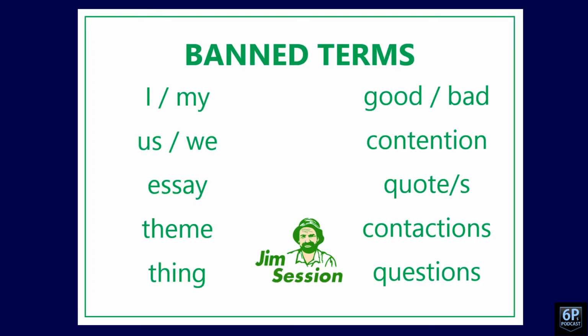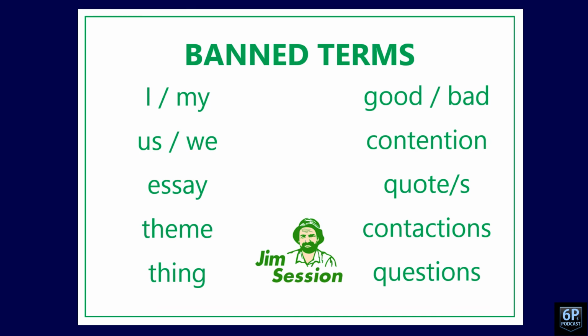Now, we're going to go a bit negative now and look at banned terms or words that I really don't want you to use in your essay. And the first sort of four are I, my, us, and we. These are first person words, and we want to avoid using first person in our essay because it's a bit too informal. We want to maintain third person, and in all the sample paragraphs we've looked at in today's video, there is no use of first person.